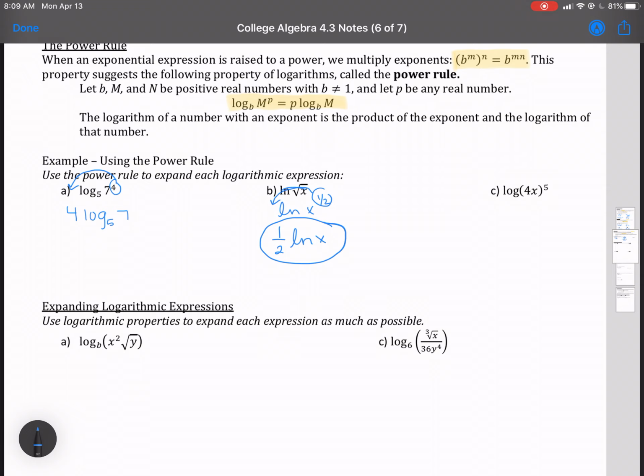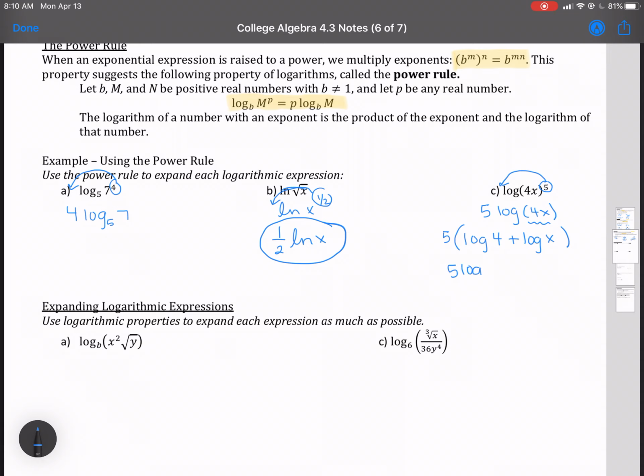And then looking at c, we're going to take this exponent of the 5 and move it to the front. So we have 5 log of the quantity of 4x. And if we wanted, we can combine the two properties that we know. So we just use the power rule. And now we can use the product rule for this 4x. So we have 5 times the quantity log of 4 plus log of x. And then distribute that 5 in front.